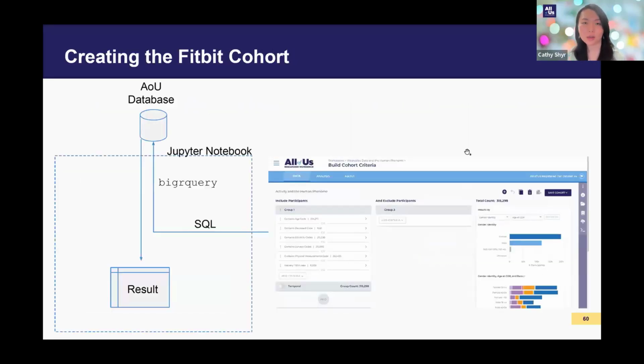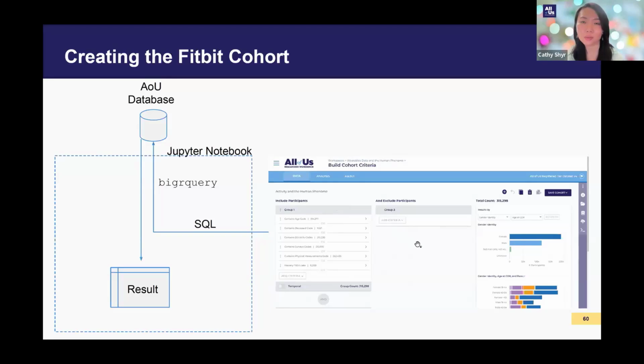So the first thing that they did was that the authors built their cohort. And in the Researcher Workbench, one very straightforward and user-friendly way to build a cohort is to use the point-and-click cohort builder. So here's a screenshot of the tool on the bottom right. And essentially, if you haven't tried it out, this is a very user-friendly tool where you can specify the inclusion and exclusion criteria for this specific cohort. And so for this study, the authors first looked at which participants had Fitbit data in their cohort.